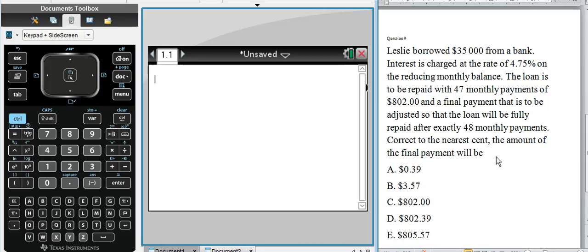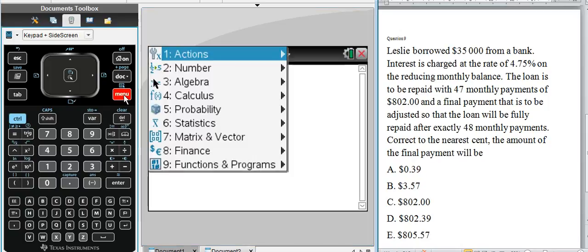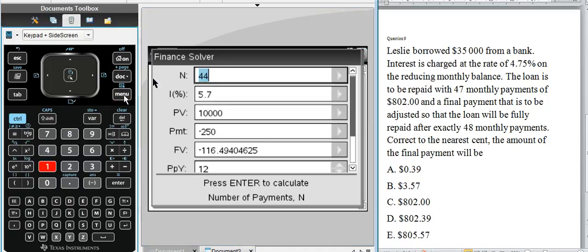Leslie borrowed $35,000 from a bank. Interest rate is charged at 4.75% on a reducing monthly balance, so monthly. The loan is to be repaid with 47 monthly payments of $802 and a final payment that is adjusted so that the loan will be fully repaid after 48 monthly payments. Correct to the nearest cent, the amount of the final payment will be one of the below.